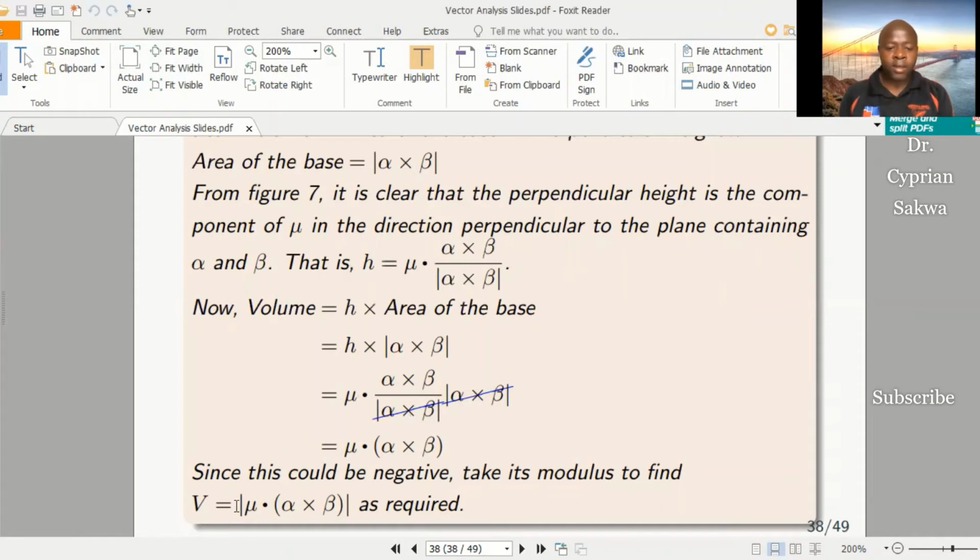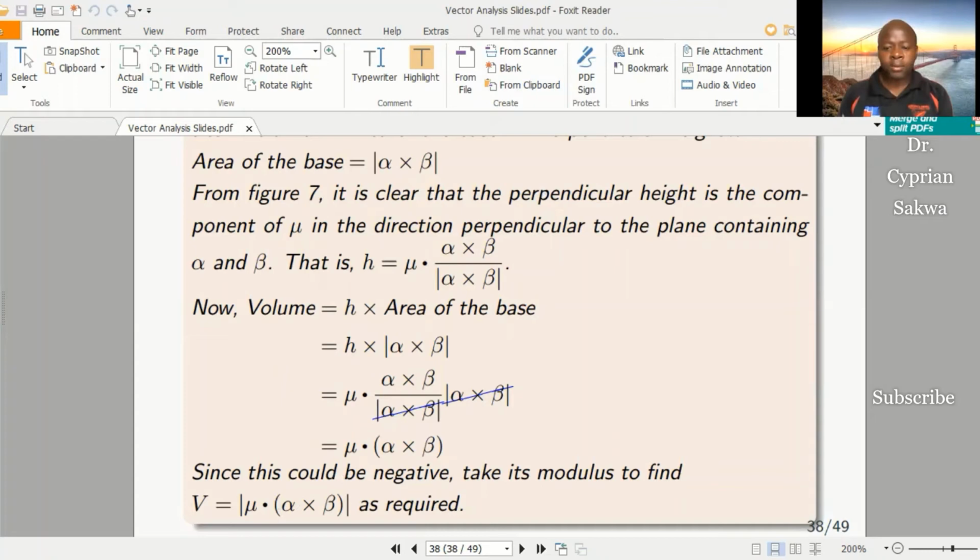Now, how does the modulus come in? The modulus comes in because we know that this scalar triple product can be negative. And since it can be negative, we only need to get the modulus of it to have the volume. So the modulus of this is the volume, and that is what we are required to show.